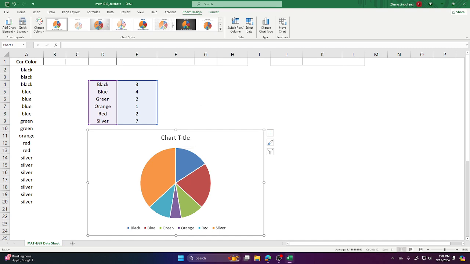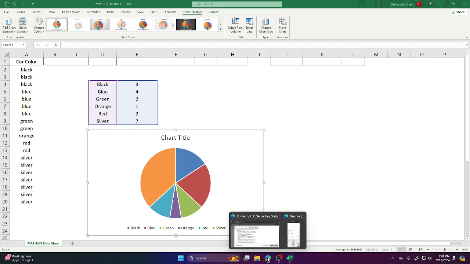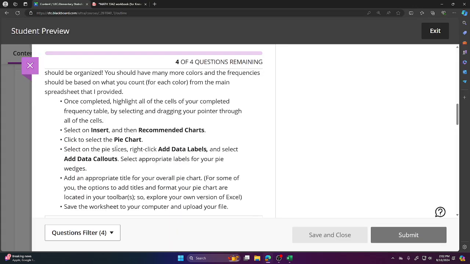So let's see what else they want us to do directly. They say right click and add data labels and then add data callouts.